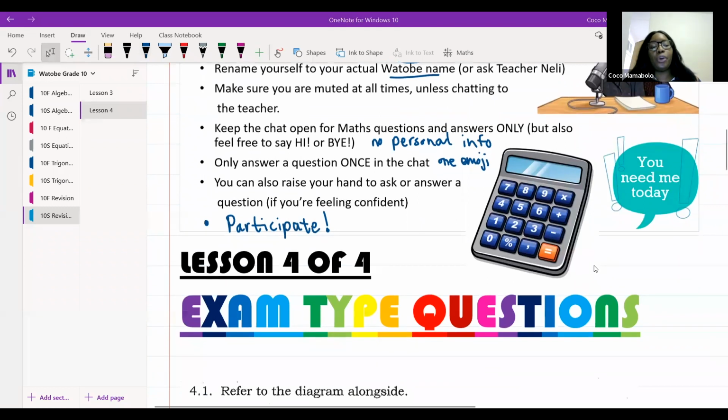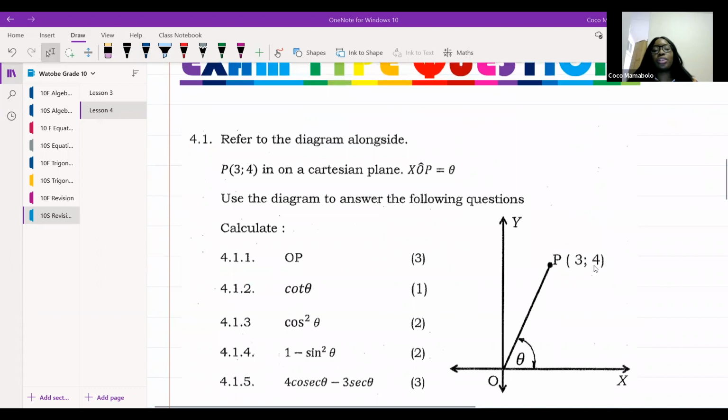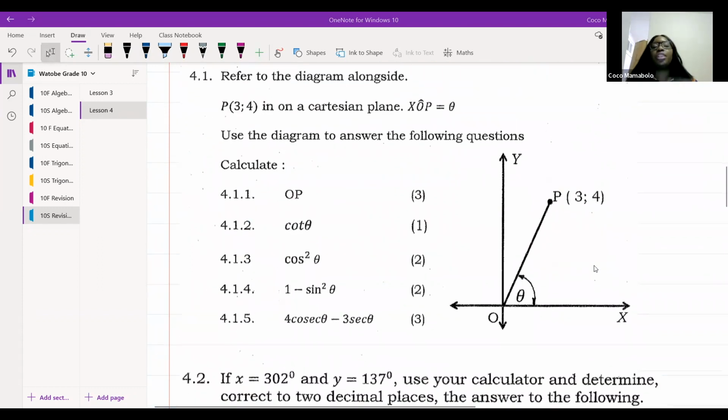We're on lesson 4 of 4, and we're going to be looking at exam type questions. We're going to look at this question first over here. It says, refer to the diagrams alongside. And then they give us some information. And remember, guys, as soon as they give us information, always read it first. It says, P with coordinates (3, 4) is on a Cartesian plane, and angle XOP is equal to theta. Use the diagram to answer the following questions.